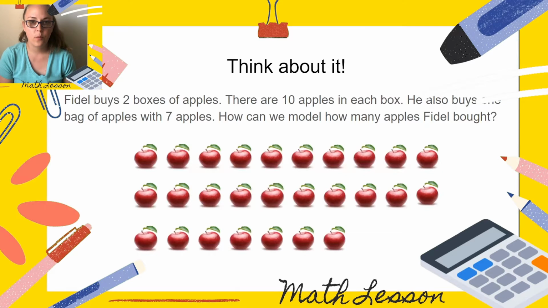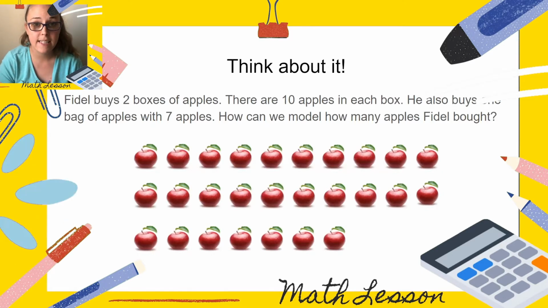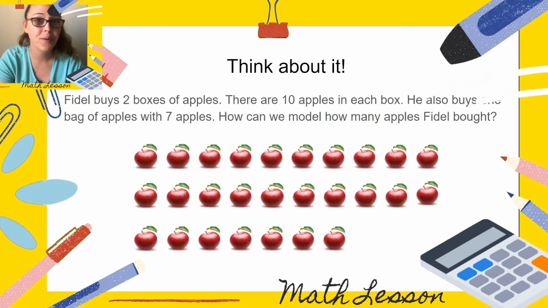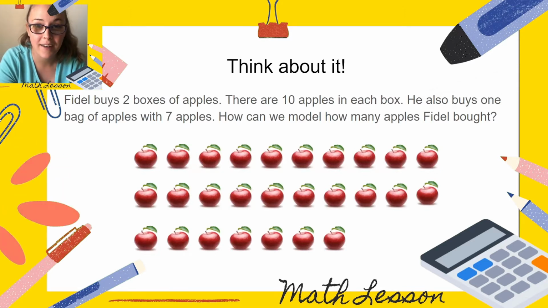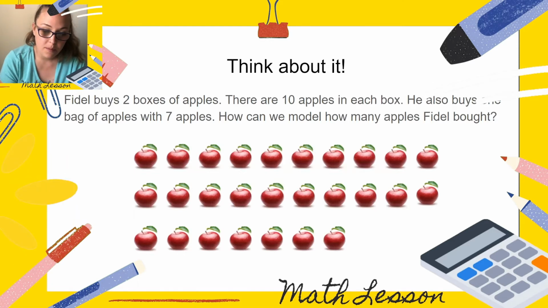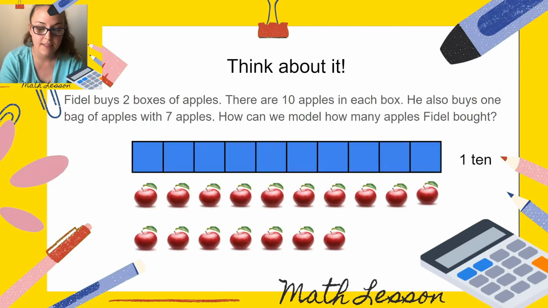Here's another way that we can model how many apples Fidel bought. I've organized these apples into rows of 10. But you'll notice the bottom row isn't complete. Do you remember why? So when we talk about modeling this way, we are going to use base 10 blocks. And base 10 blocks look like this.